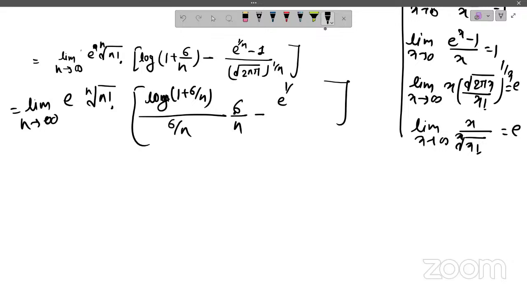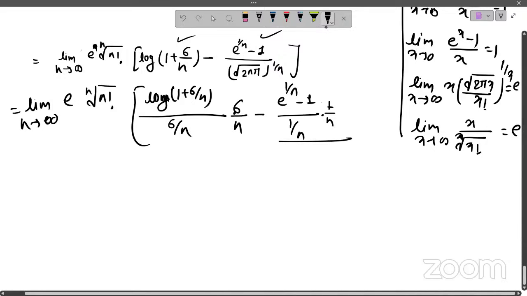Now this is e to the power 1 by n minus 1. Again, I have e to the power x minus 1 upon x. So here x is 1 by n, so I will multiply and divide by 1 by n. Here I have to add 1 by n also. Okay, so this term is done. Now what can you think about this term? This is in the denominator of this one.